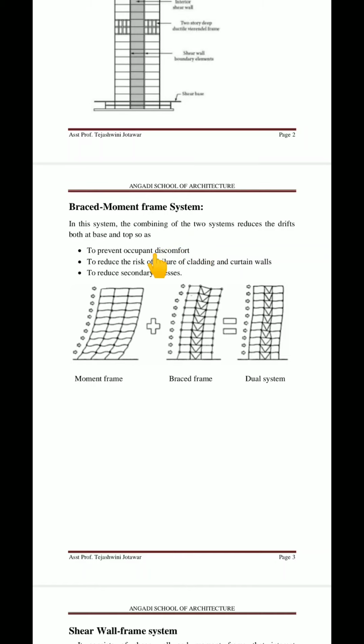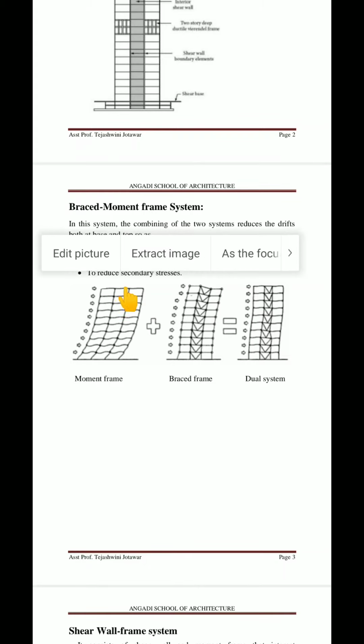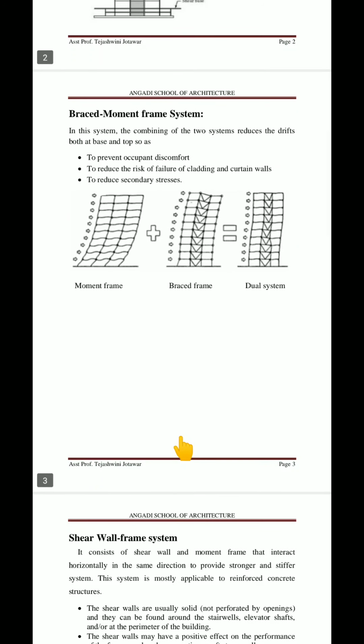It may be a psychological discomfort or a physical discomfort. So to prevent such drift from occurring, I can combine these two effects, and by preventing this drift, I can also reduce the risk of failure of claddings as well as curtain walls, especially if the claddings are glass facades. The third benefit is that it also reduces secondary stresses caused by the P-delta effect.